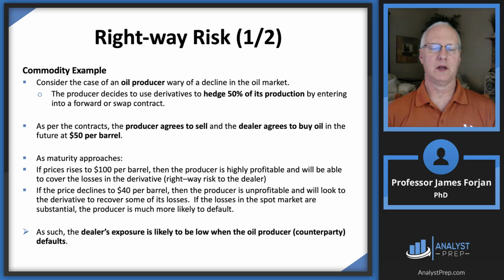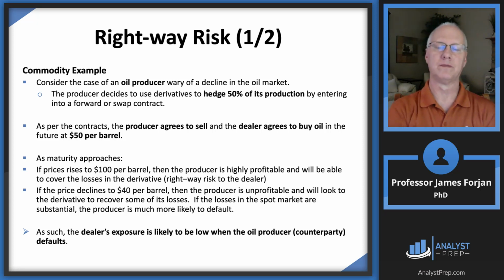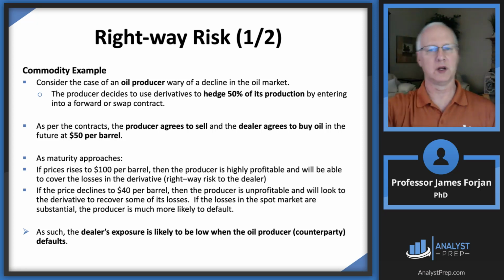Now, to understand this right way risk in this example, we need to understand the relationship between the profitability of the oil producer and then how that relates to the likelihood of default. All right, now remember, the oil producer has only hedged half of its production. And so, suppose this is a 6-month contract or a 1-year contract, whatever it is. What's going to happen to oil prices? They're going to go up and down and up and down. So what can happen? Prices could go up or prices could go down.